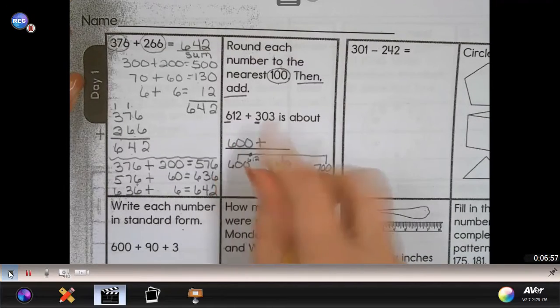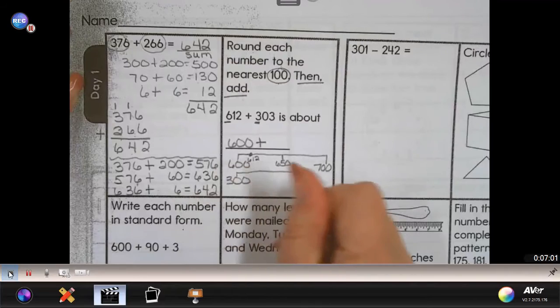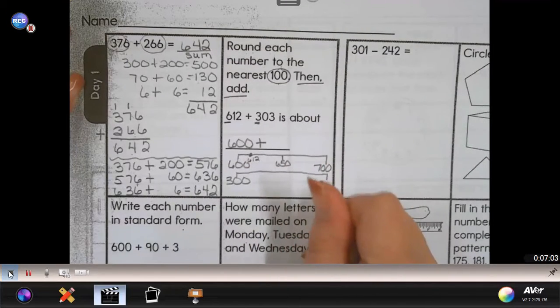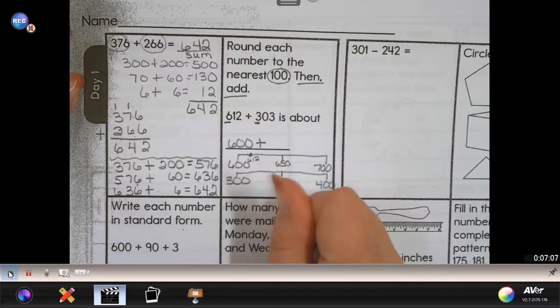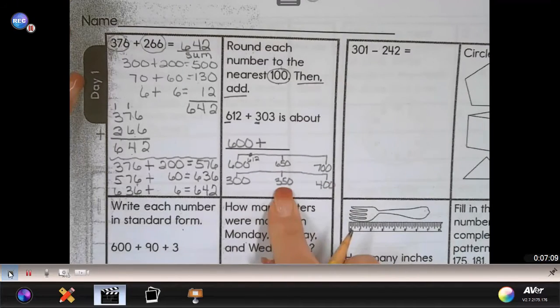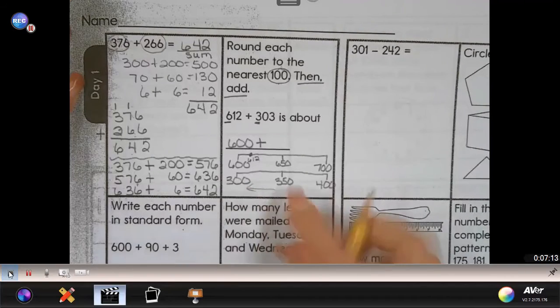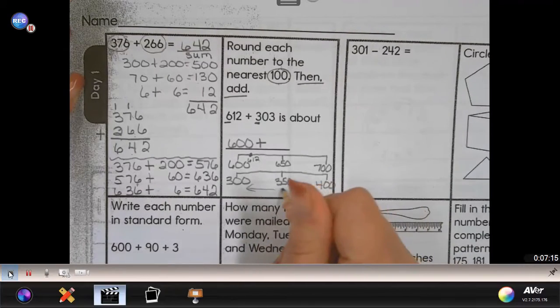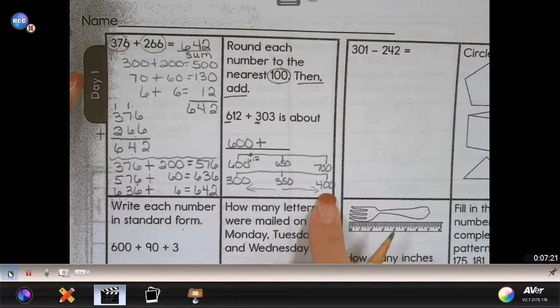We have 300, and our next 100 is 400. Remember, 350 is in between, and if it's less than 350, we go down. If it's greater than 350, we go up. If it's exactly 350, we still have the rule that we're going to round up.